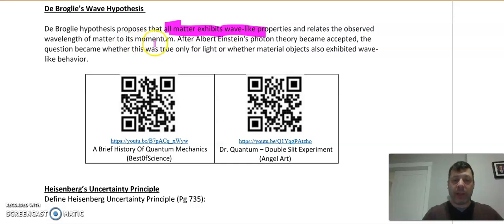related to its momentum. After the photon theory became accepted, then the Compton effect became accepted, and so de Broglie just took a look at this. We've got a couple of videos here for you to watch. So again, pause the video. You're going to watch these couple of videos, and then you're going to come back to this one. I know it's a little bit awkward, but it's just the way we're running things today.